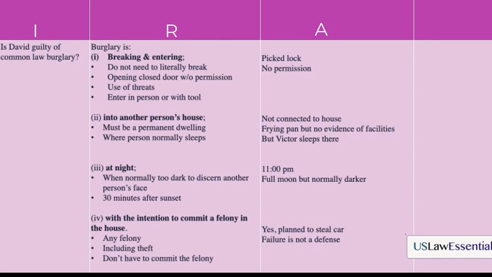Now, it has to be another person's house, and you've probably figured out this is a slightly tricky question. We know that the shed isn't connected to the house. We know there's a frying pan in this shed, but there's no evidence that there's some sort of kitchen facility or any other facilities inside the shed. On the other hand, Victor sleeps there. So this is going to be a little bit dicey. Is this shed a house or not?